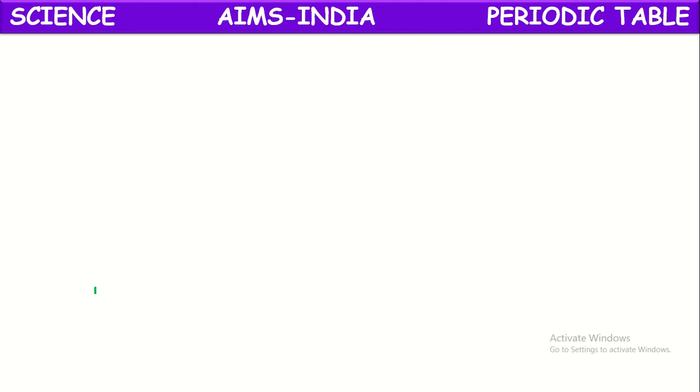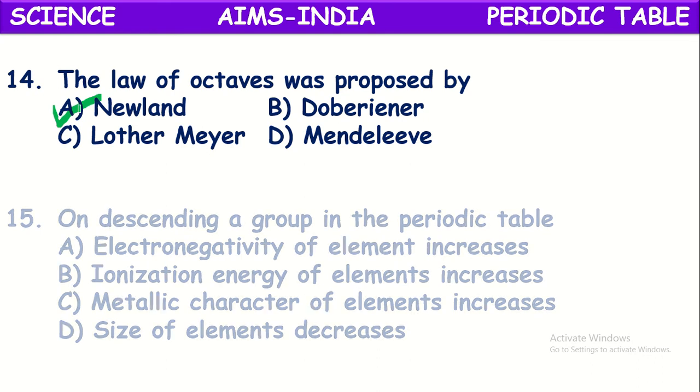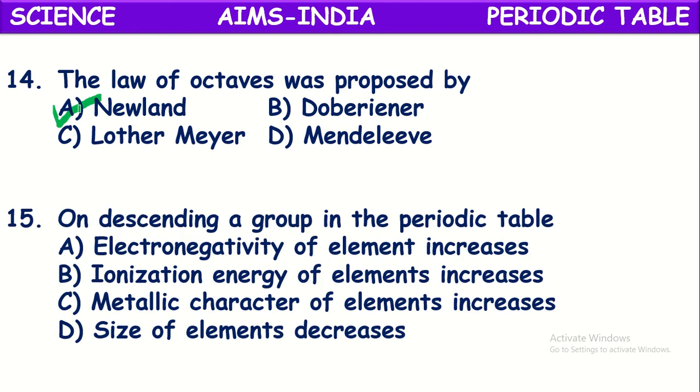Okay, next one. The law of octaves was proposed by who? Newland. Newland proposed the law of octaves. Next, on descending a group in the periodic table, what happens on going down the group? Let us see here options. Electronegativity of elements increases. Will it happen?